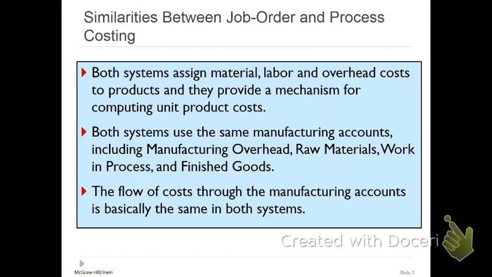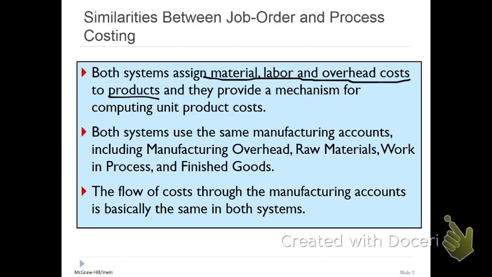In Chapter 3, we talked about job order costing. And so this chapter moves on to process order costing. What we're going to start with here are some of the similarities, some of the things that are the same between the two. First off, both systems assign labor and overhead costs to products.